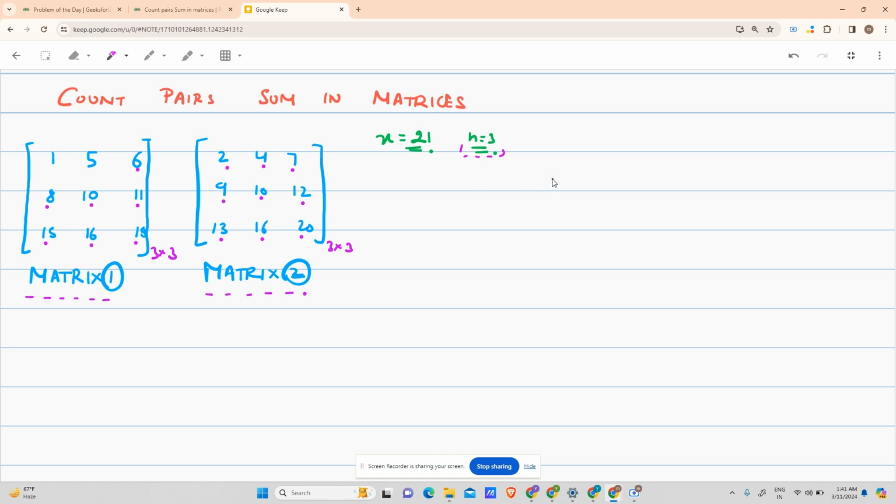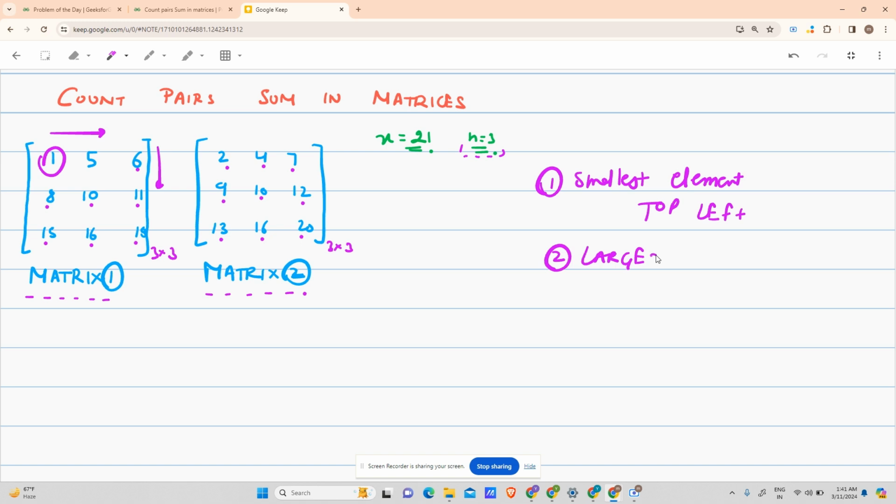So one inference I can draw is that, irrespective of which matrix I am talking about, the smallest element is present in the top left corner. If they are increasing like this and increasing like this, what is the smallest element present? This one, correct? You can see it from the example also. And the largest element is present in the bottom right corner.